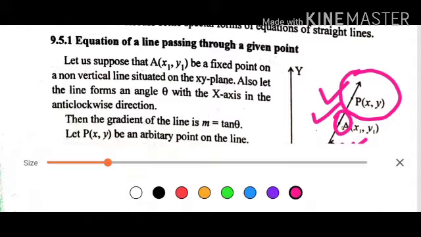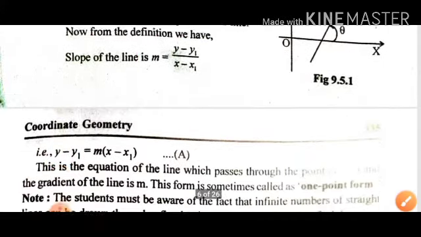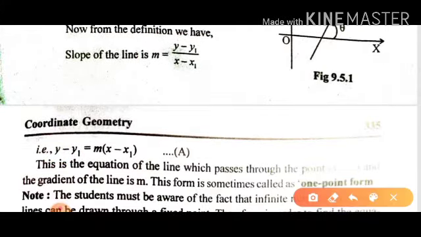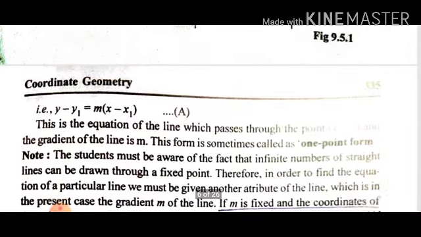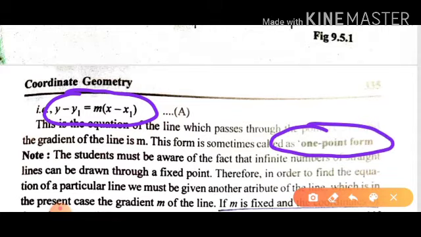So what we can write here: m is equal to (y minus y1) divided by (x minus x1). On transposition, we can write y minus y1 is equal to m into (x minus x1), which is also known as the equation of a line. This is in one point form.